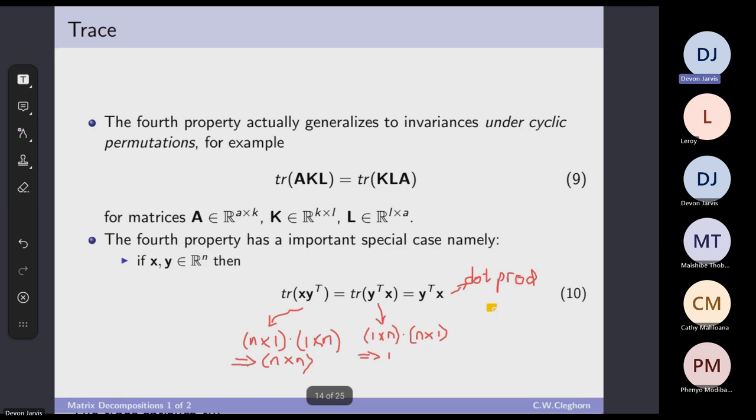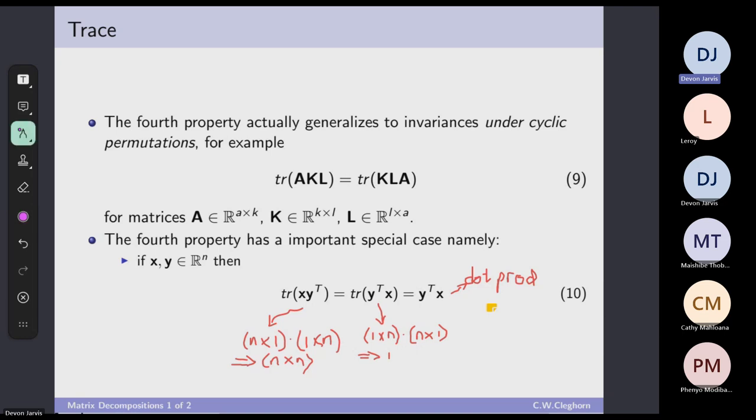So the fourth property actually generalizes to invariance under cycle permutations. For example, you can keep cycling all of these matrices. If you have AKL, then you can take L out front and get LAK. And then you can take K up front, and you get KLA. You can cycle these as much as you want, and you'll still always get the same trace. In general, it is just a property of how matrix multiplication is done, by taking row times column.